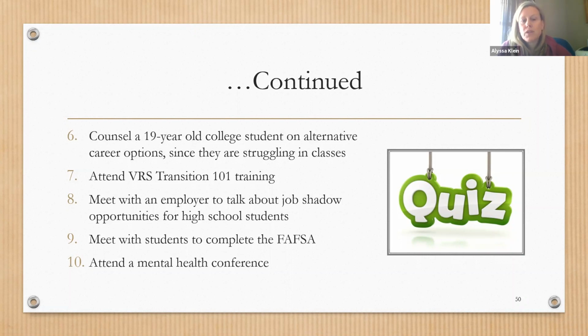Number 9, meet with students to complete the FAFSA. That would be PETS. That can be included under post-secondary education counseling. And lastly, attend a mental health conference, and that would depend. Annually there is the Children's Mental Health Conference, and that's all focused on young people with disabilities, so we are able to charge 100% of our time attending that one. But if there was another mental health conference that was partially focused on youth and partially focused on adults, then it would most likely be charged 50% AUTH.